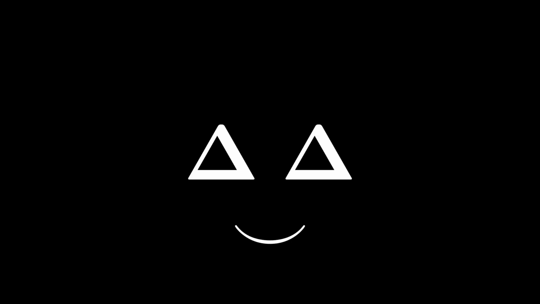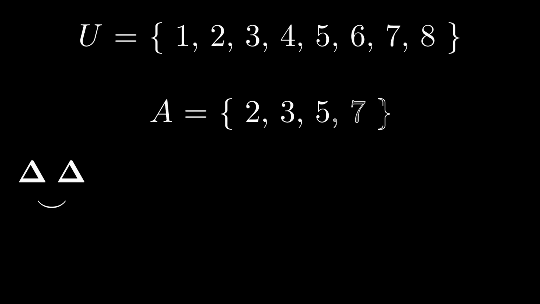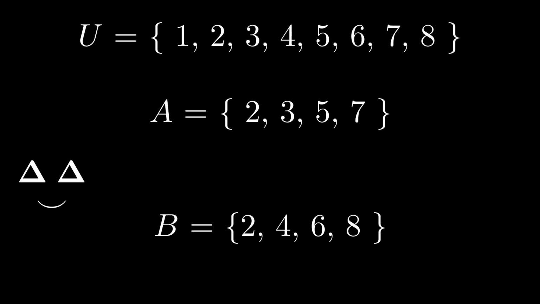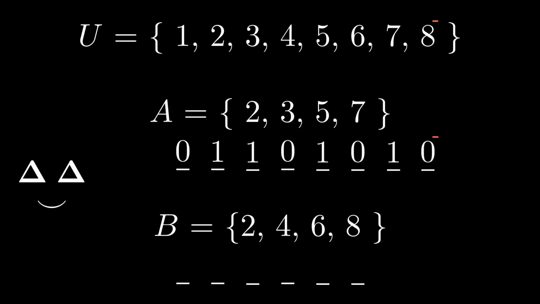Characteristic functions are extremely common throughout mathematics, and we'll talk a lot more about them later. For now, we can think of them as encoding set membership. So if we have a universal set, 1 through 8, and a few subsets, like A equals the prime numbers or B equals the even numbers, we can encode these subsets as bits of data. So A equals the sequence 0, 1, 1, 0, 1, 0, 1, 0, and B becomes the sequence 0, 1, 0, 1, 0, 1, 0, 1.